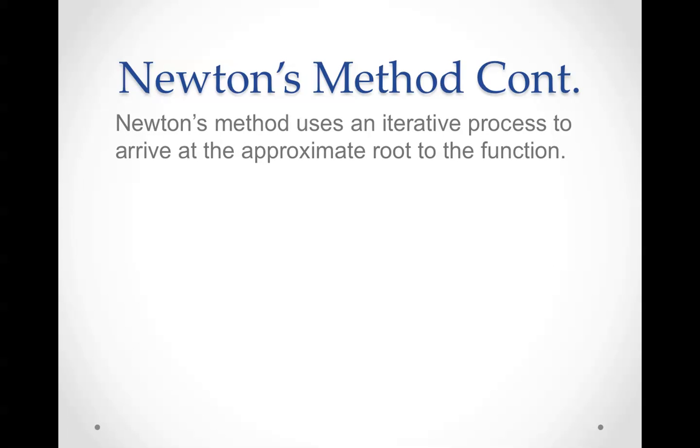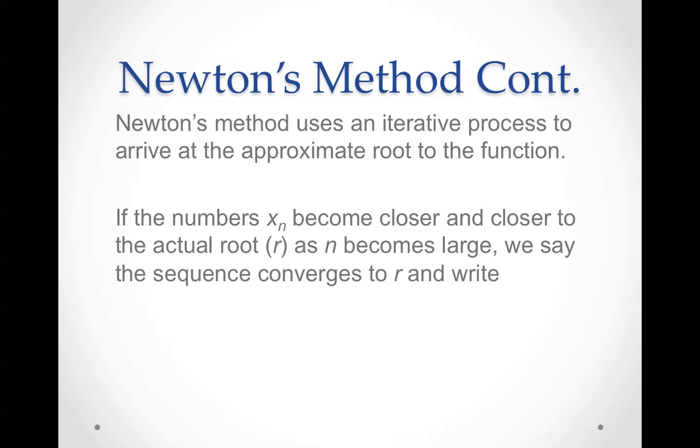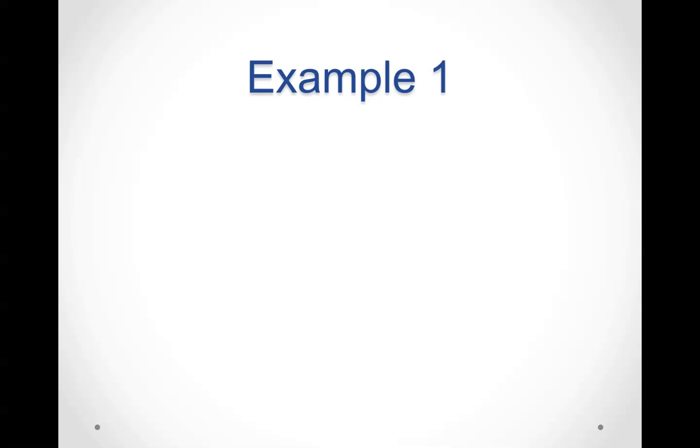Newton's method uses an iterative process to arrive at the approximate root to the function. If the number x sub n becomes closer and closer to the actual root, r, as n becomes large, we say the sequence converges to r, and we write the limit of x sub n equals r as n approaches infinity.